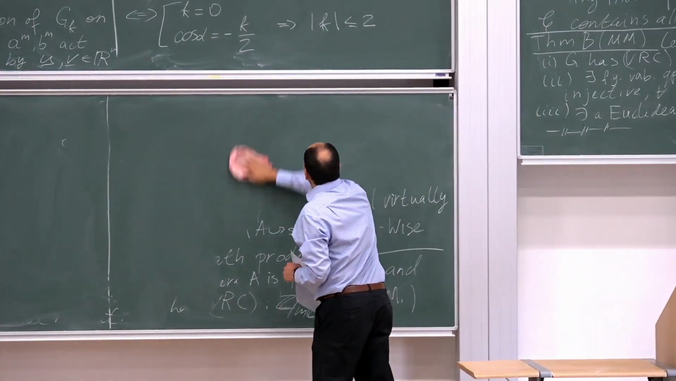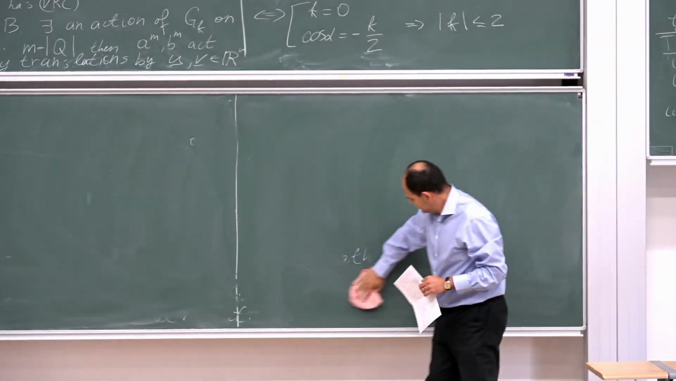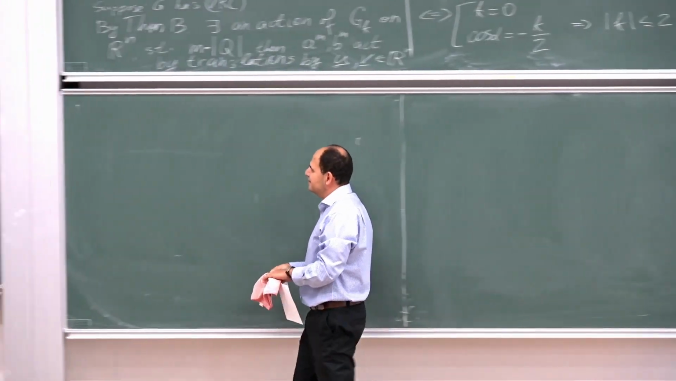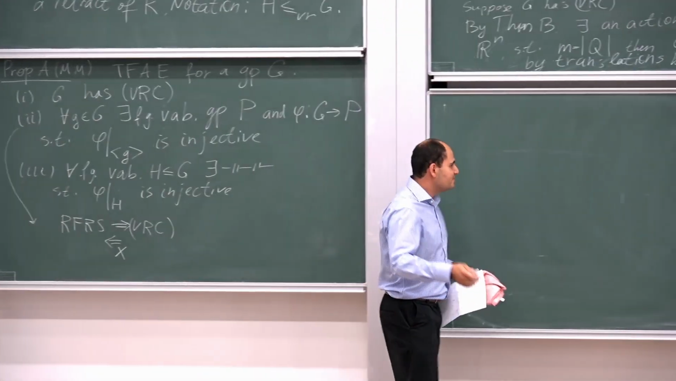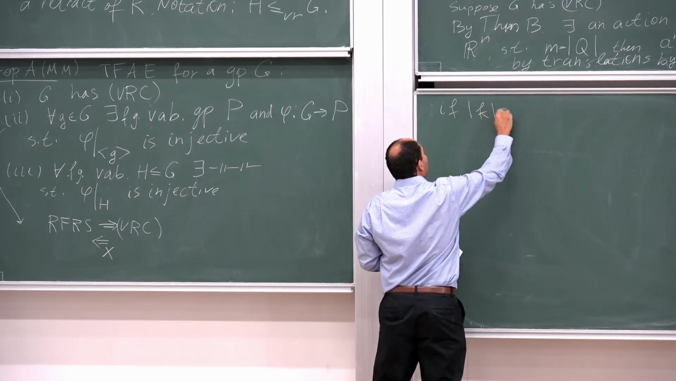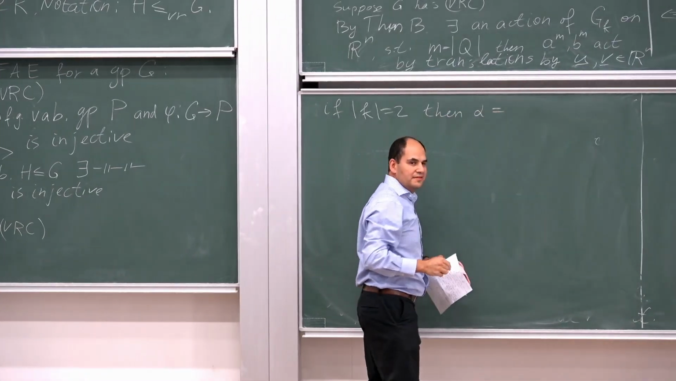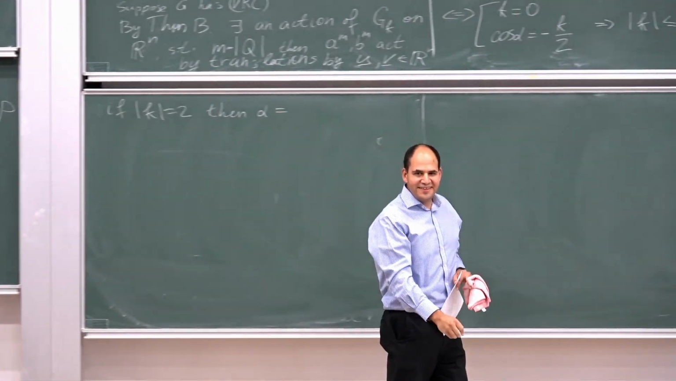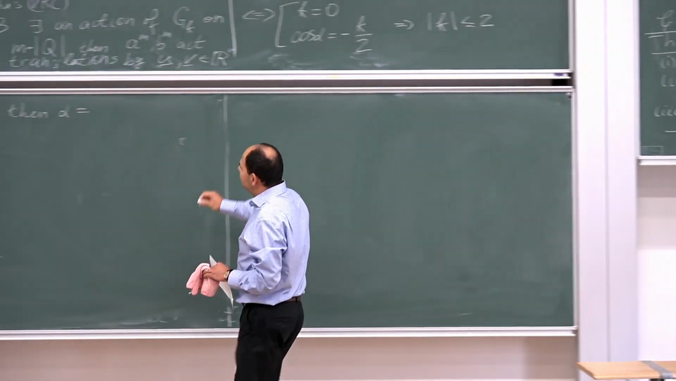Now you should tell me what happens if modulus of k is equal to 2. I'm always asking my questions when I lecture linear algebra, right? Then what? Zero. Alpha is 0 or?